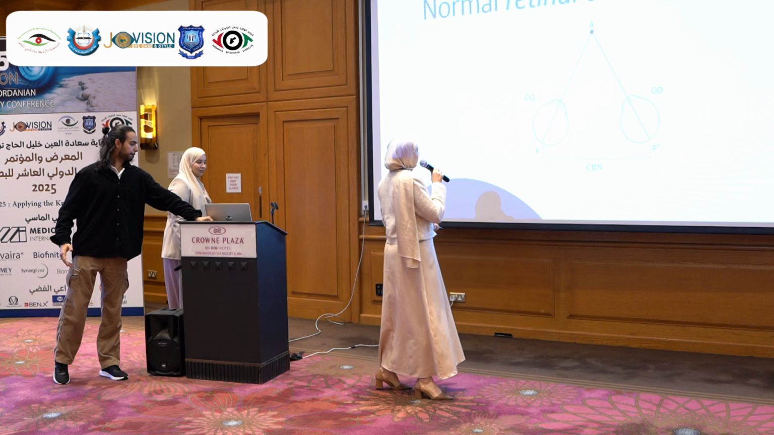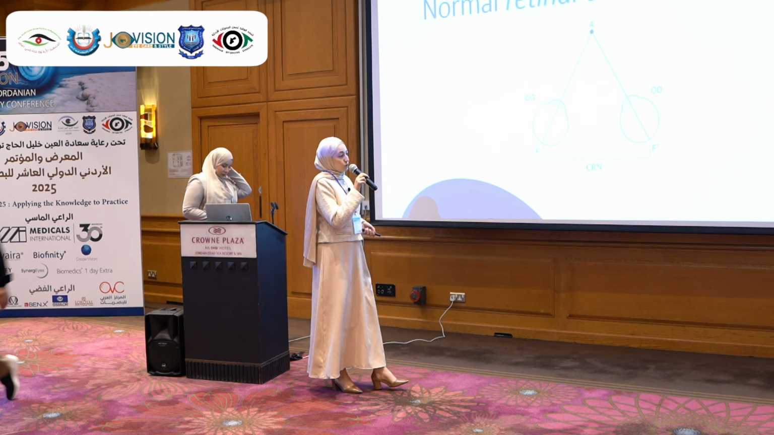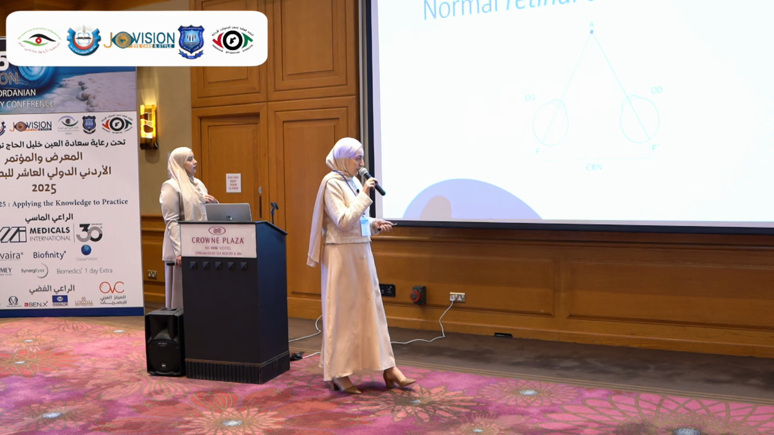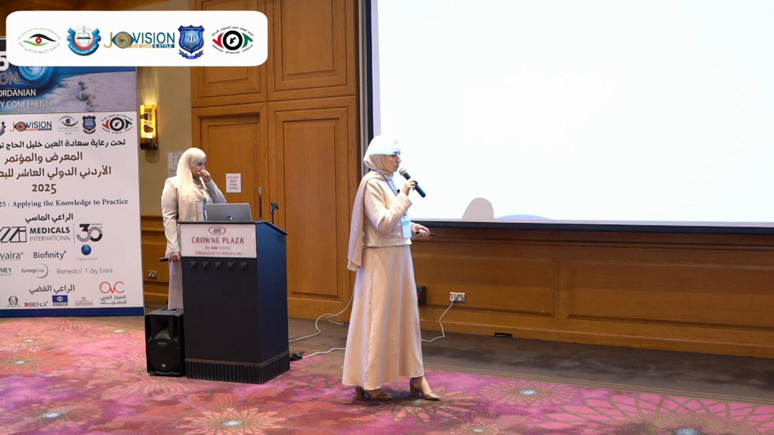So now we're going to pass to the normal retinal correspondence to know what the abnormal retinal correspondence is. The normal retinal correspondence is when both foveas share the same visual direction. However, it's not the case in the abnormal retinal correspondence.